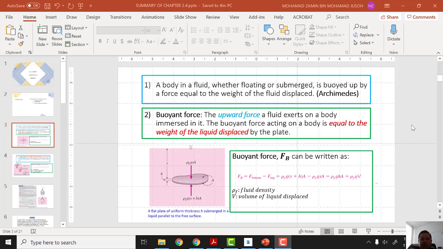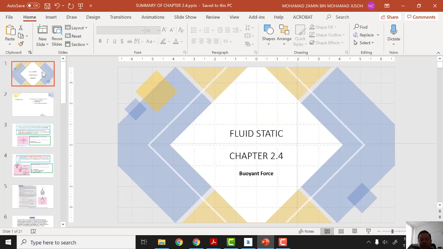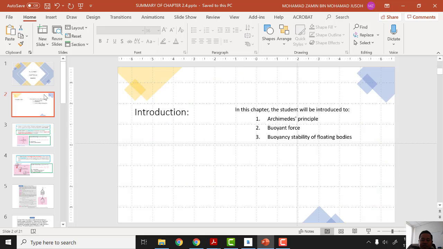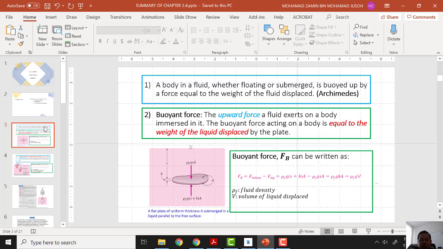Okay, assalamualaikum. Alright, welcome back to fluid mechanics class. Today we will continue with chapter 2.4, which is buoyant force. In this chapter we'll be looking at Archimedes' principle, buoyant force, buoyancy, and stability of floating bodies. So first of all, let's look at what Archimedes' principle is.